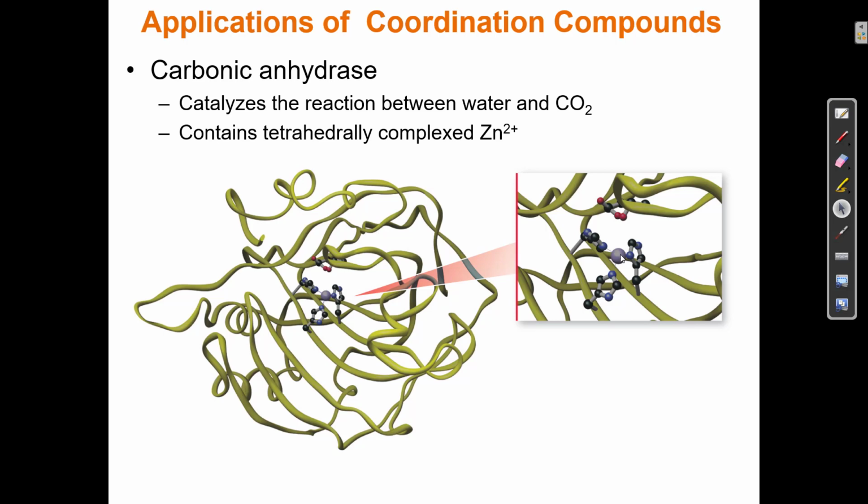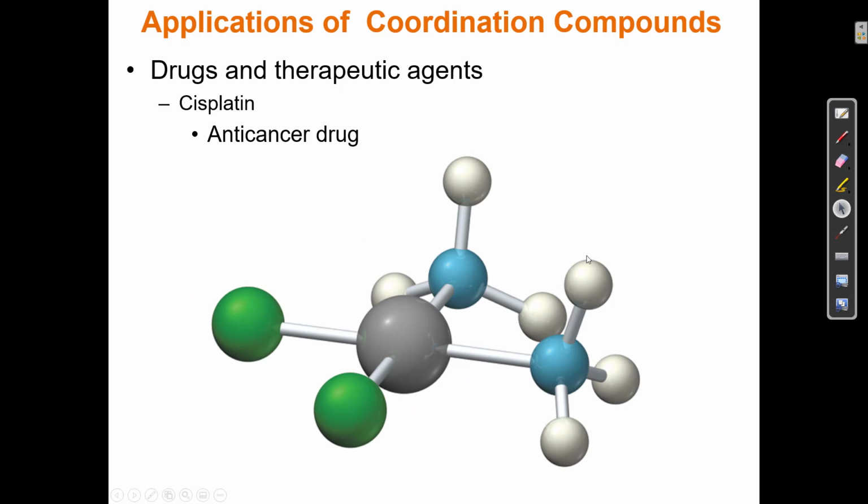Here's another example, an anti-cancer drug, cisplatin, which is a square planar complex with platinum, some chlorine atoms, and some NH3, some ammonia ligands. So these coordination complexes are found often in nature.